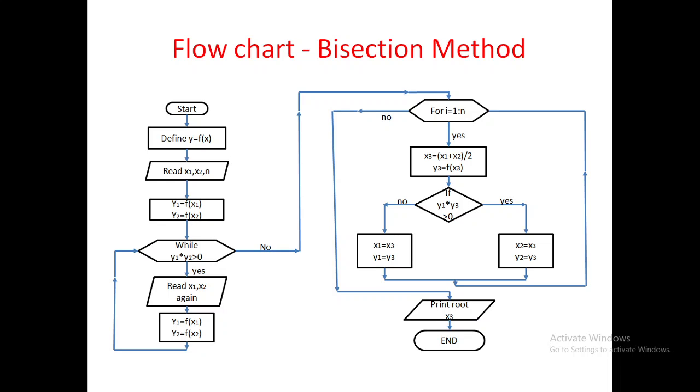Once you have put in the values and found y1 and y2, you have to check that y1 is equal to f of x1 and y2 is equal to f of x2 such that both have opposite signs. If you want to check two different conditions, then you have to use the while loop. We want to check that both y1 and y2 have opposite signs.